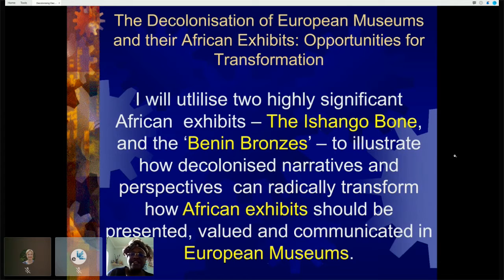Next slide. And so what I will be doing here is highlighting two significant African exhibits, the Shango bone and the Benin bronzes, to illustrate how decolonized narratives and perspectives can radically transform how African exhibits should be presented, valued, and communicated in European museums.